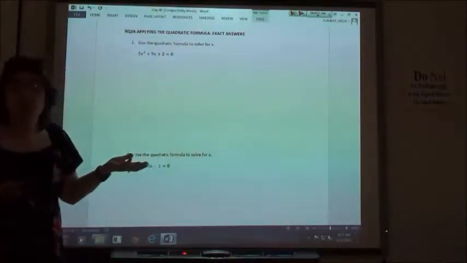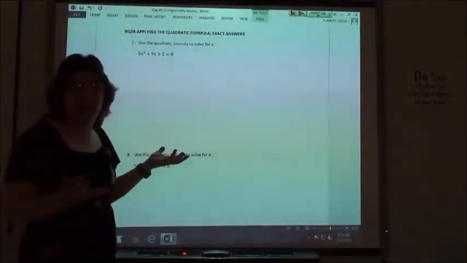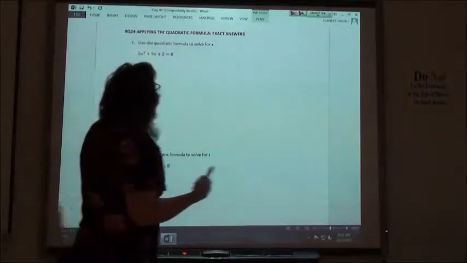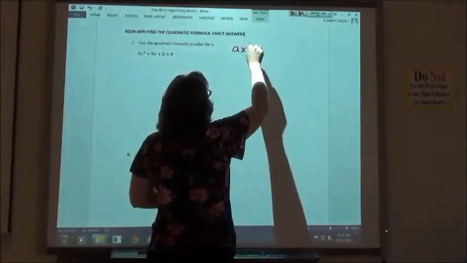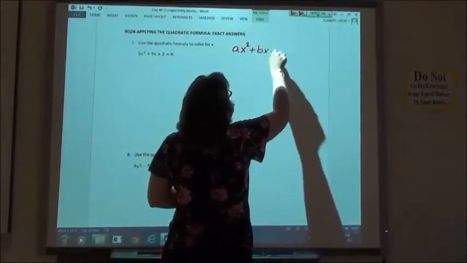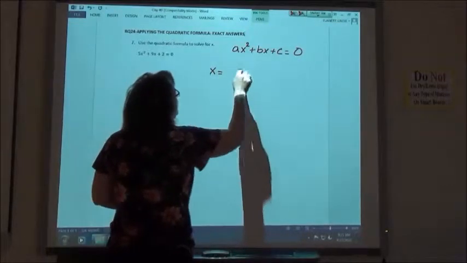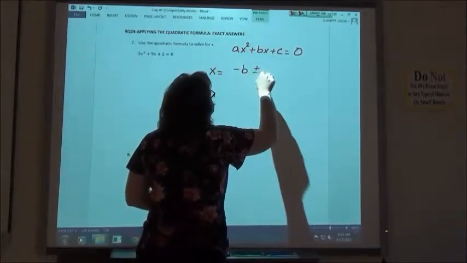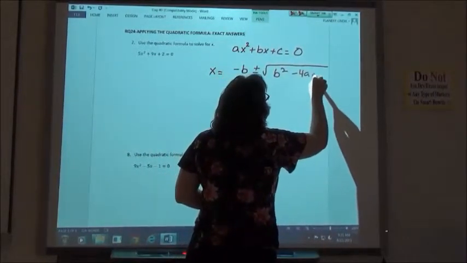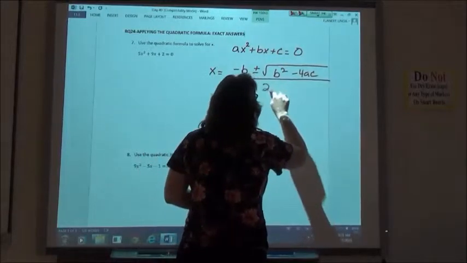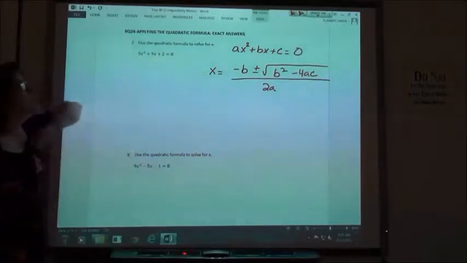By the way, you can use the quadratic formula to solve the ones that do factor also. Usually factoring is easier to do, and that's why we do factoring first. Quadratic formula says if we have an equation in standard form, ax squared plus bx plus c equals 0, then x is going to be equal to negative b plus or minus the square root of b squared minus 4ac all over 2a.